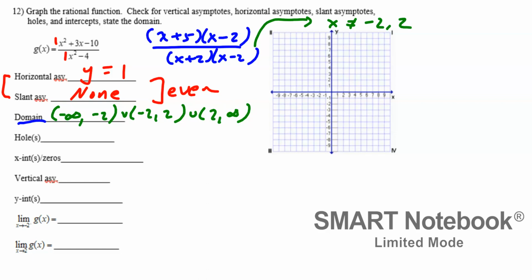Does this equation or function have any holes? This time, yes we do, because the x minus 2's cancel on top and bottom. So my hole is 2 comma something. And again, to find the something, you take the 2 and plug it into the reduced version of your polynomial, which is x plus 5 over x plus 2. So if you take the 2 and plug it in, we have a y value of 7/4.